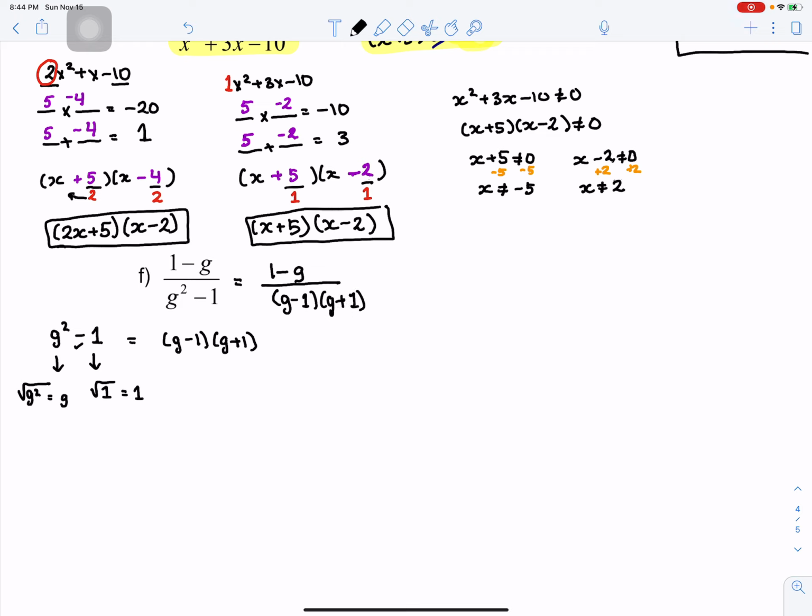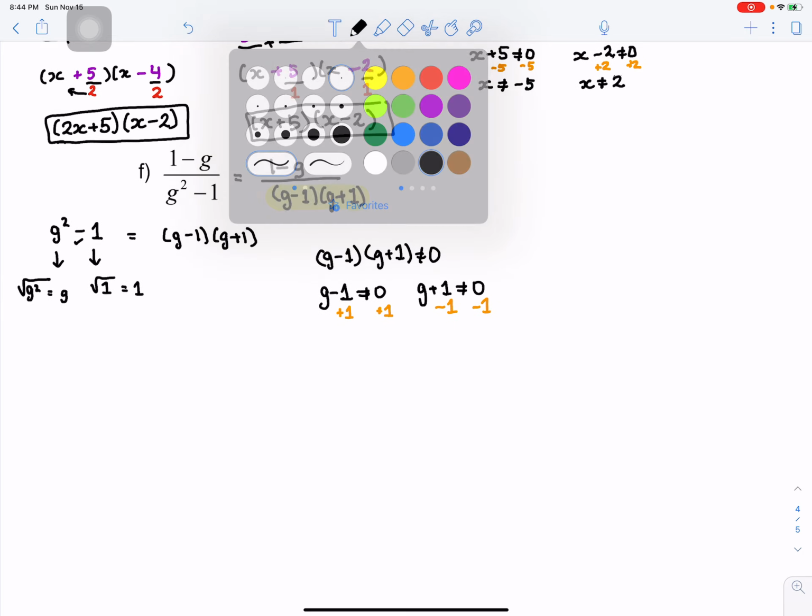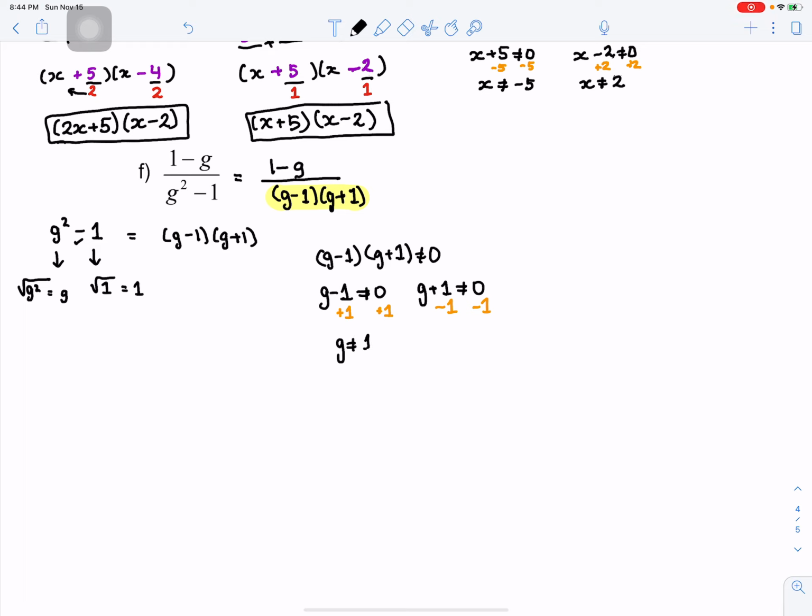Okay, once you're done factoring, you would want to state your NPVs. G minus 1, g plus 1 cannot equal 0. So g minus 1 cannot equal 0, and g plus 1 cannot equal 0. In this case, I'm going to add 1. In this example, I'm going to subtract 1. So g cannot equal 1, and g cannot equal negative 1. So those are my non-permissible values.